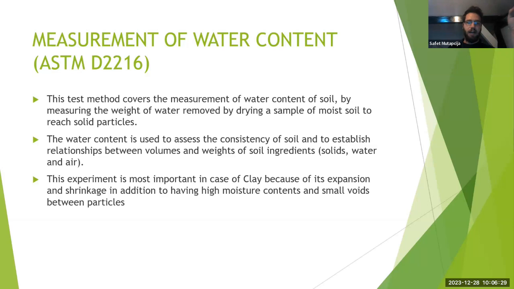If you remember, last time we spoke about how soil is formed, and that soils actually have three phases. One phase is solid particles, one phase is water, and one phase is air. It's usually air or another gas. This experiment is most important in the case of clay, because the moisture content has a lot of influence on the expansion and the shrinkage.